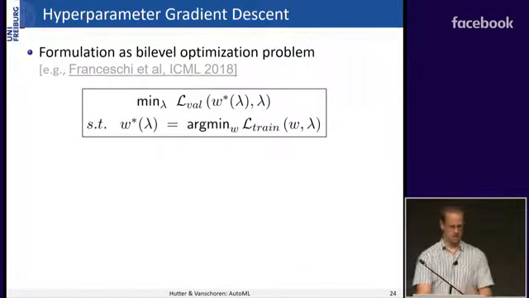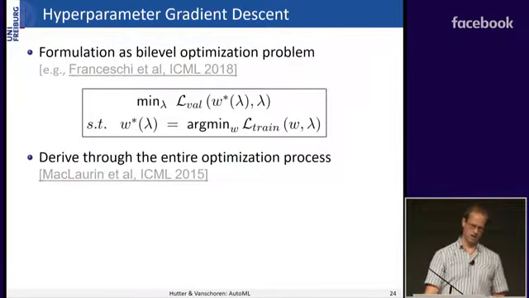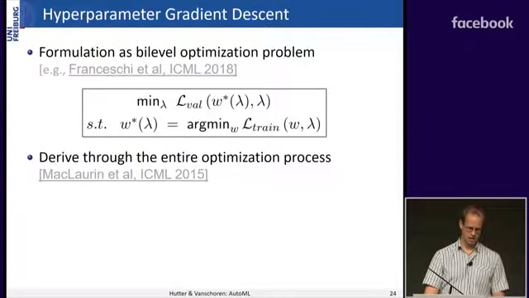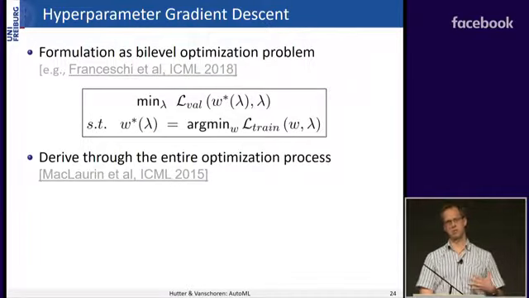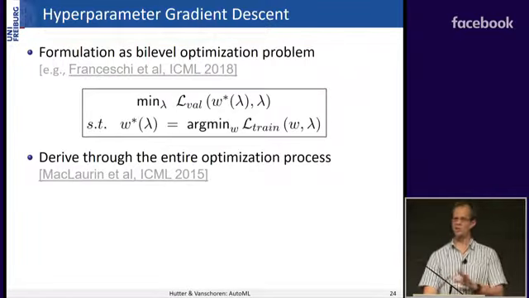And you can also phrase this as getting gradients with respect to the validation loss by, for example, differentiating through the entire optimization process that leads to this w star. This sounds expensive to start with, and it is indeed expensive in terms of memory or time, so you can choose.